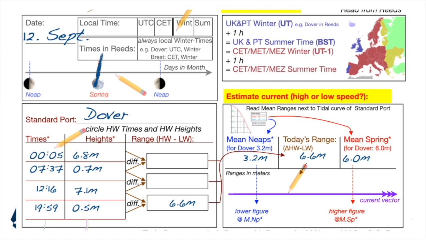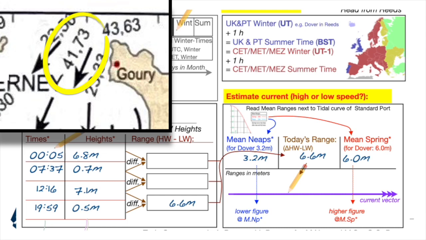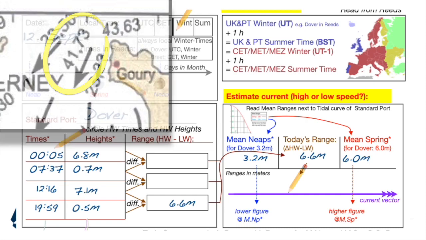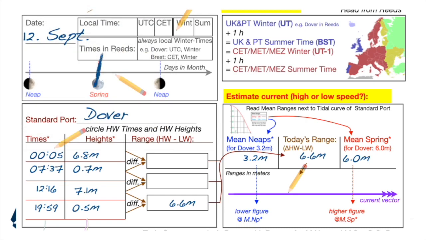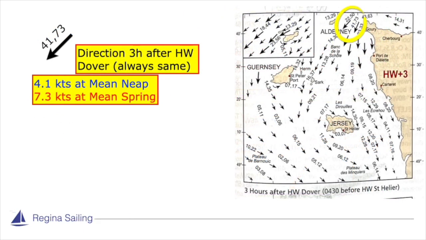So on that current vector in purple here, you have two figures, remember? One is the current speed at mean neap, that's the lower figure, and the higher figure is at mean spring. So we look, which figure should we use? No, here it is outside. It is actually quite a lot outside the 6 meters. So if we now go back and look at the 4.1 at mean neap and 7.3 at mean spring, we are between 4.1 and 7.3. We are outside the 7.3.